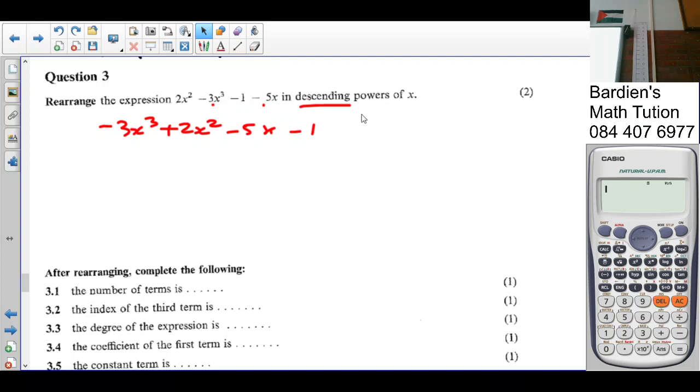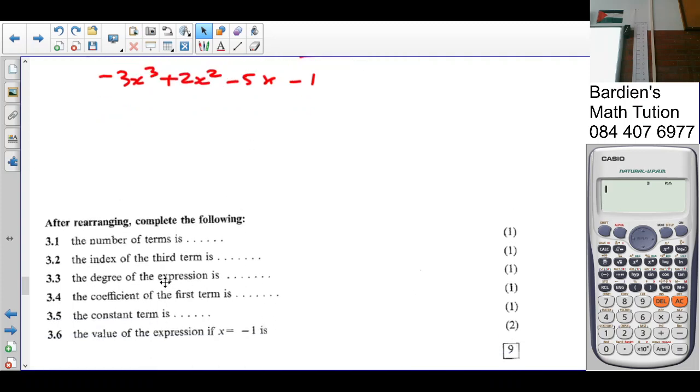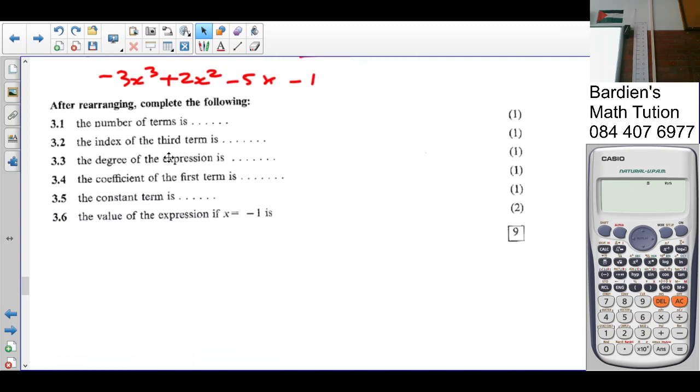Rearrange your expression. After rearranging the expression, complete the following. The number of terms is 4. Yeah, 4 terms. What separates terms? Plus and minus signs. The index of the third term. Another word for index.